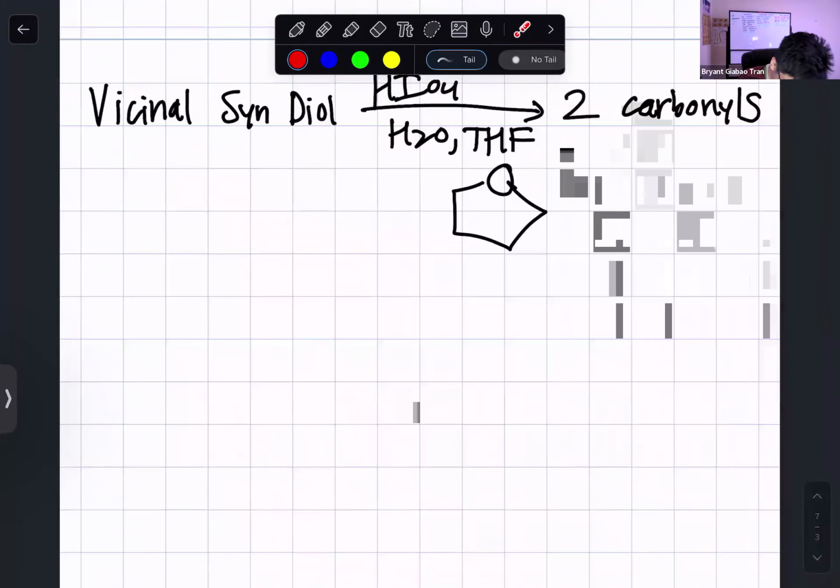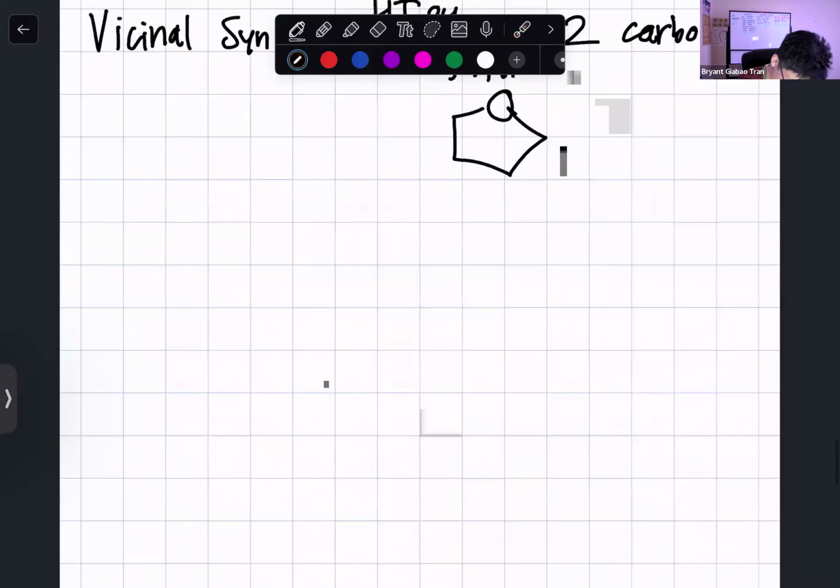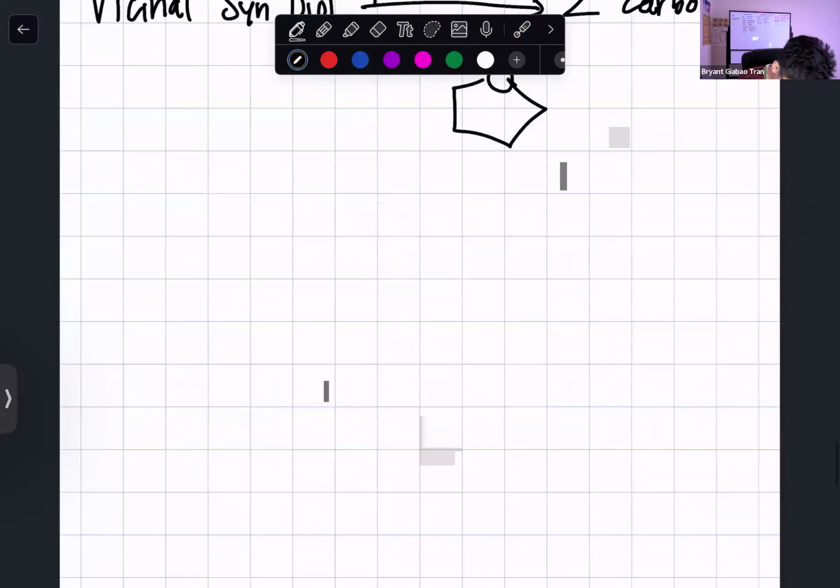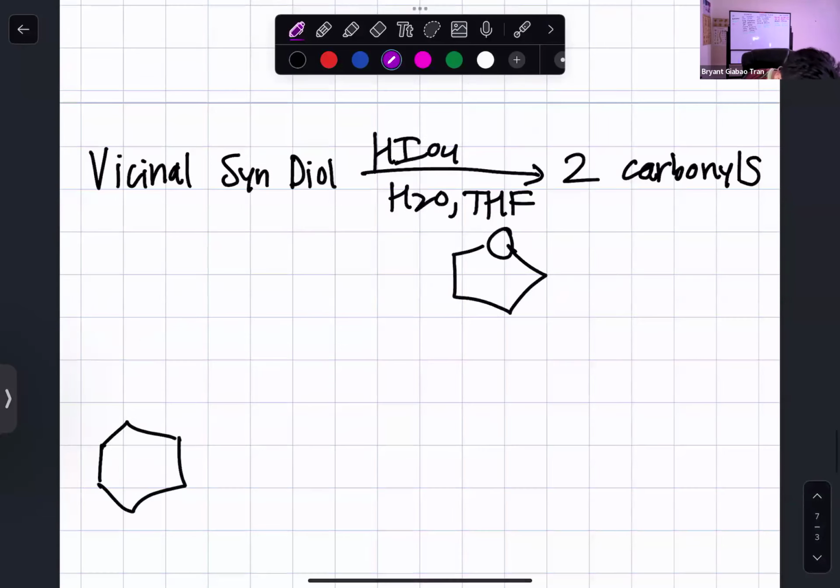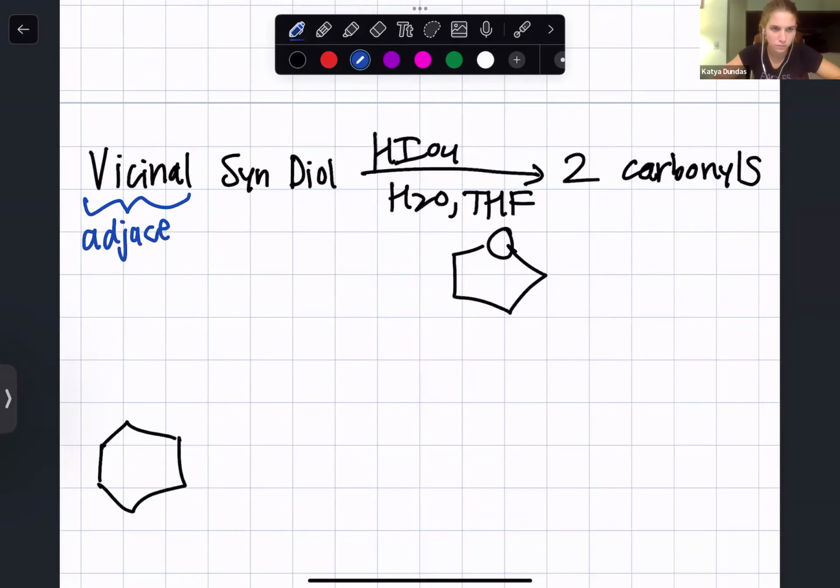Okay, so I'll show you some different kinds of examples here. Let's say we have the cyclohexane, and we have a diol here that are vicinal to each other. Vicinal would mean adjacent. Think of it as they're next to each other. And then syn, think of it as cis, the same side. I like that.